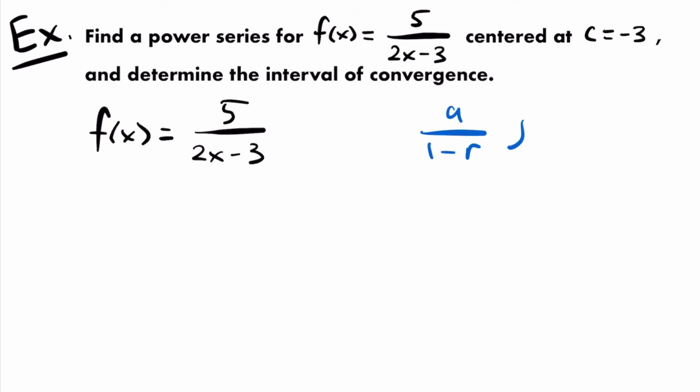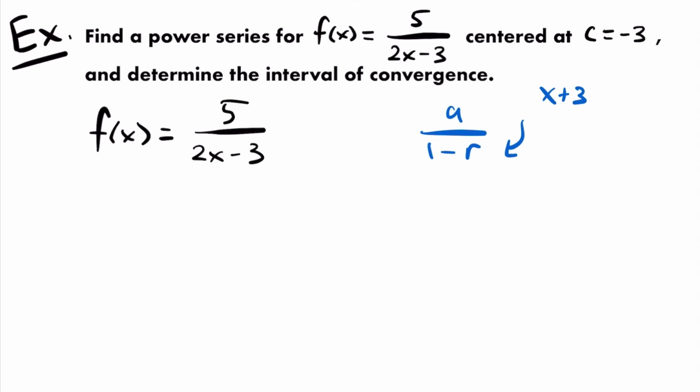And so r needs to include x plus 3 in some way, right? The general form for a power series is x minus c. And so if we're centered at negative 3, we would have x minus negative 3, which is x plus 3, okay? But I want you to notice something about our function. We have 2x minus 3. So when you have a constant multiple in front of x, you need to remember to take that into account for what your common ratio will be equal to.